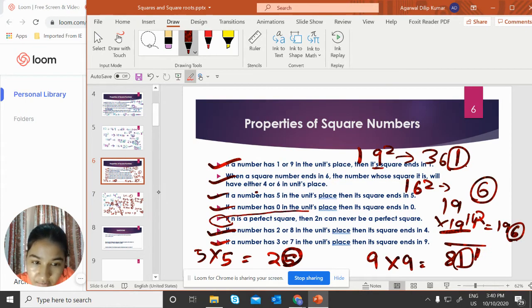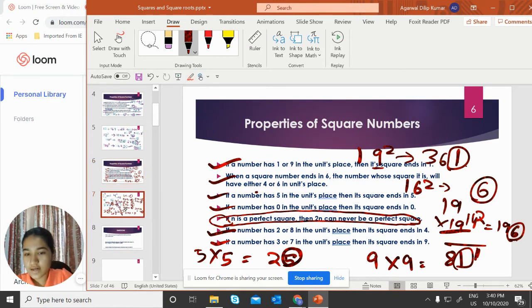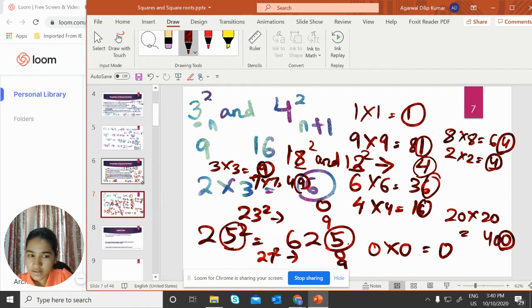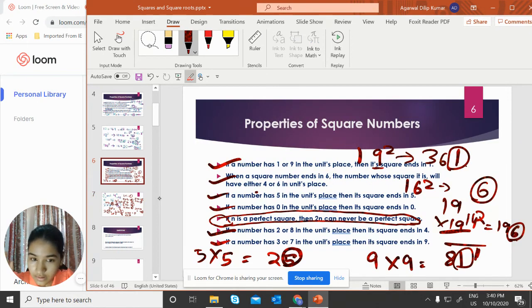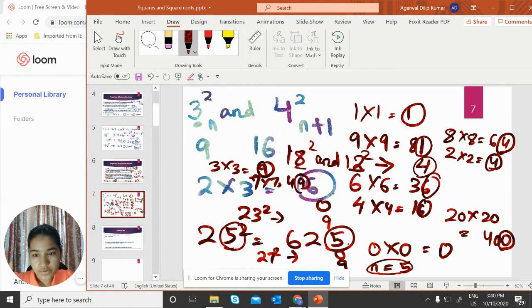So this is the property. If n is a perfect square, then 2n can never be a perfect square. That means, let's take n. N is equal to 5. Okay. So 5. Then if n is a perfect square, sorry, not 5. We cannot take 5.